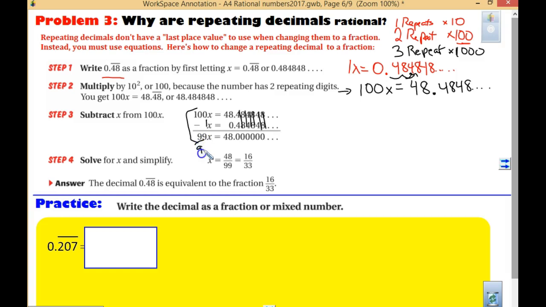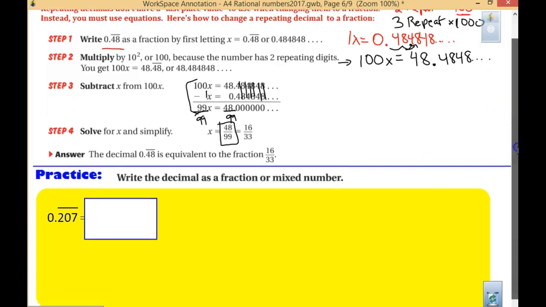Now, you have to divide by 99. Some people don't like this, but write this in, please. Divide both sides by 99. I am going to take this answer, 48 over 99. I'd be happy if you got that for an answer. What did they do to get this answer? They divided them both by 3. You have your calculator in front of you. If you would please take 16 and divide it by 33 and see if you get 0.48 repeating. Yeah?